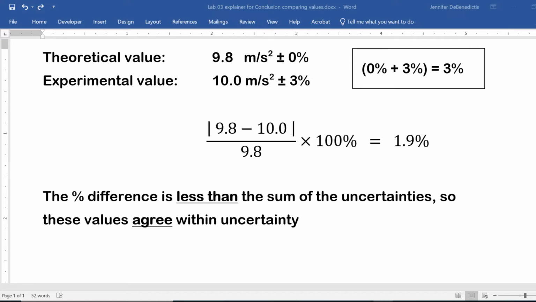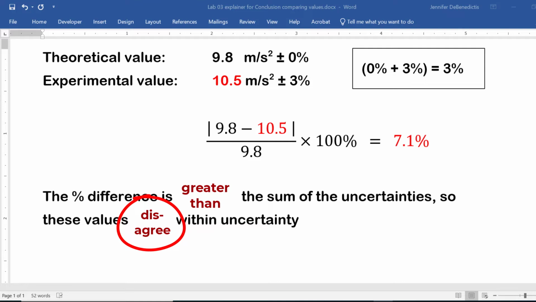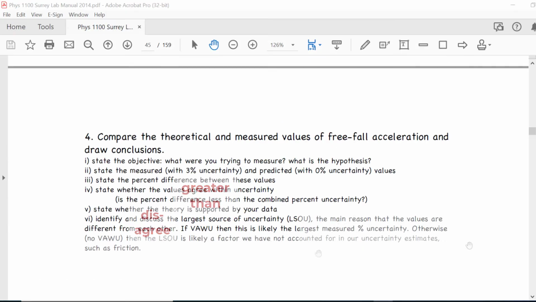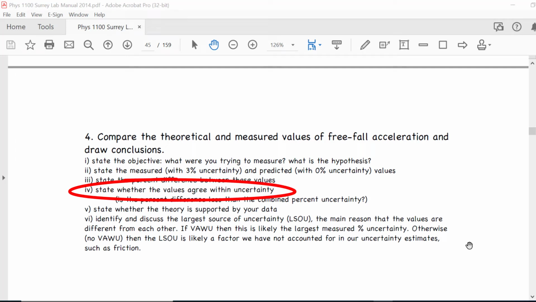Now let's consider another case. Let's say that our experimental value wasn't 10 meters per second squared. It was 10.5 meters per second squared. But that changes what our percent difference winds up being. So now it's 7.1%. And that's bigger than the sum of the uncertainties. So now you'd have to say that the values disagree within uncertainty, because the percent difference, so how different your values are, is larger than the sum of the uncertainties, which again is the maximum amount of deviation we expect to see given the limitations of our equipment. And so that's what you would say when you come back here. You don't need to give any calculations here, just say it in a sentence.